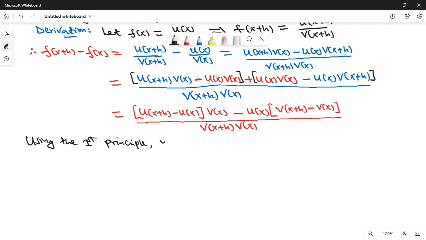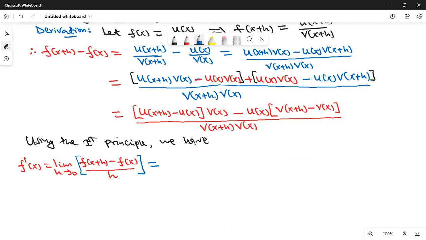What will we get? Now we need f prime of x. f prime of x is the same as the limit as h approaches 0 of f of x plus h minus f of x, and the whole of this you divide by h. That is from the first principle.